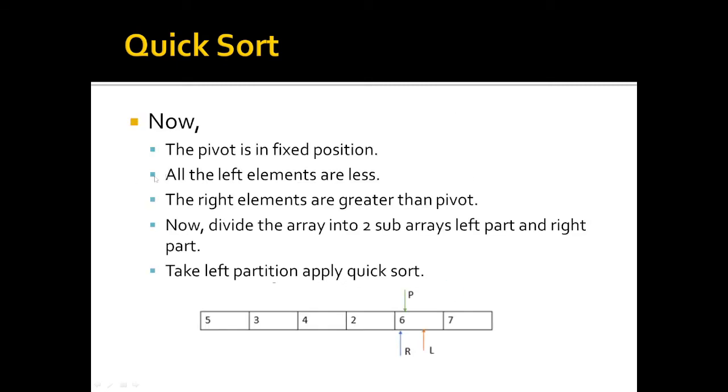So again, here the pivot now is in the fixed position, so that's our pivot value. All the left elements are less, so these are all values lesser than the pivot element. The right elements are greater than the pivot. Then we divide the array into two subarrays. So this is the one subarray and this is the other subarray. And then we again apply quicksort to these subarrays.